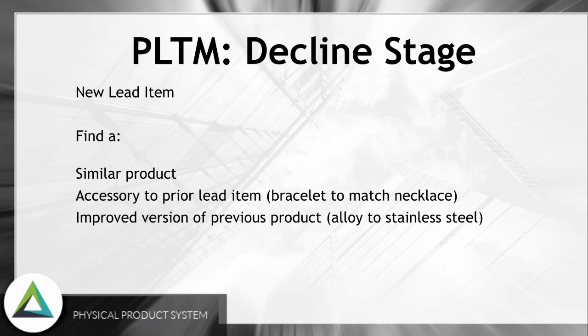Improved version of the previous product. This is one of my favorites. We did really well with an alloy necklace, and we wanted to move it to stainless steel. Doing that gives you another positioning for your product, right? It's stainless steel this time, or silver, or sterling silver, or whatever it is. But you can improve upon a prior product, and then you can use that mentality to push whatever you just did back into the market and see what you can get.